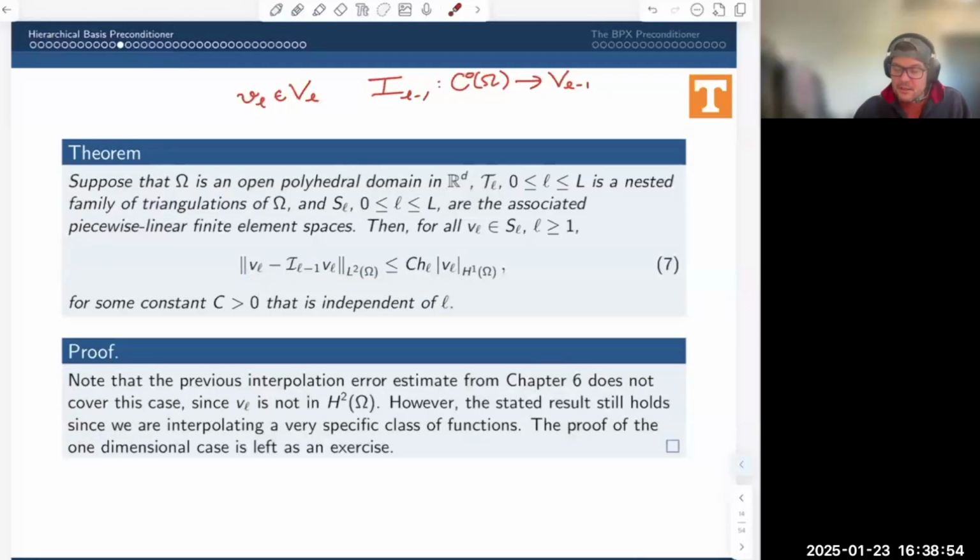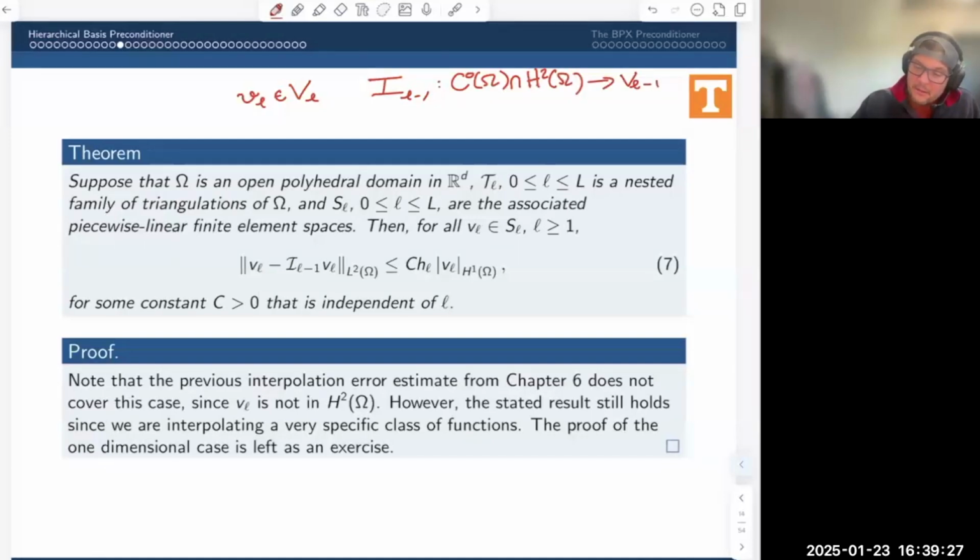Well, this is something that, if you look back in chapter 6, I had a result for. But when we looked at that result in chapter 6, this function had to be an H2 function. In fact, I had to say it was C0, and it also had to be an H2 function. It has to be smooth enough.